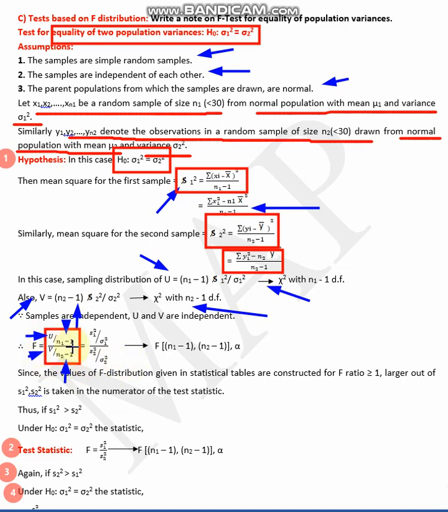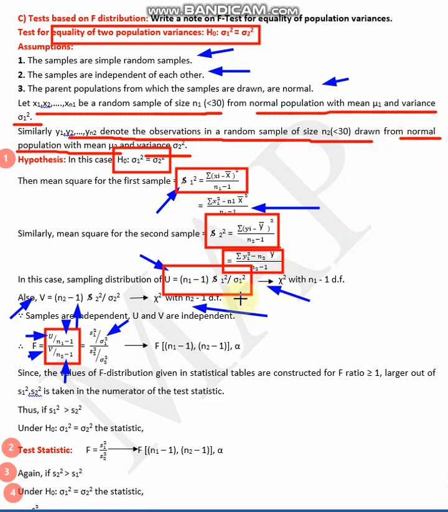So U should be divided by n1 minus 1, V is divided by n2 minus 1, and we are taking this as a ratio. So the F test is the ratio of two independent chi-square variates divided by their degrees of freedom. If you simplify this, we will get this value. U divided by n1 minus 1: this is my variable U. What is U? U is nothing but n1 minus 1 times s1 square divided by sigma 1 square. If I divide U by n1 minus 1, that is s1 square divided by sigma 1 square. That is what I have written in this equation.